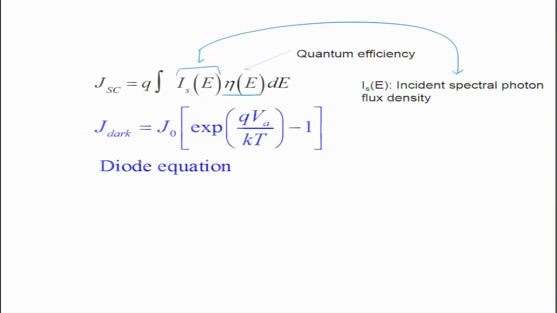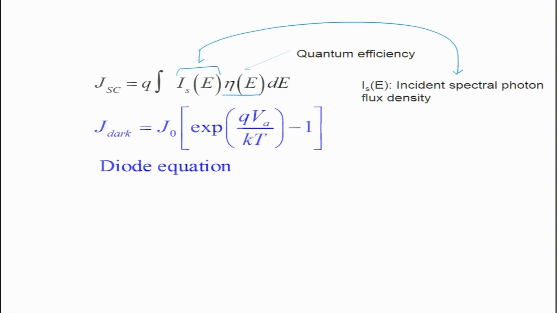As a result, if you capture 100 photons and 90 are converted, then you get 90% quantum efficiency. So, this is basically the short circuit current, theoretically speaking. And the dark current, as we have seen earlier, J dark is equal to J naught into exponential of QVA by KT minus 1.